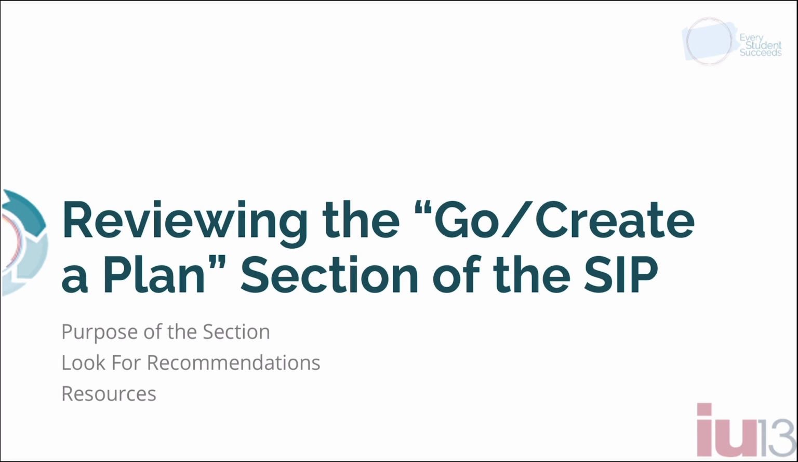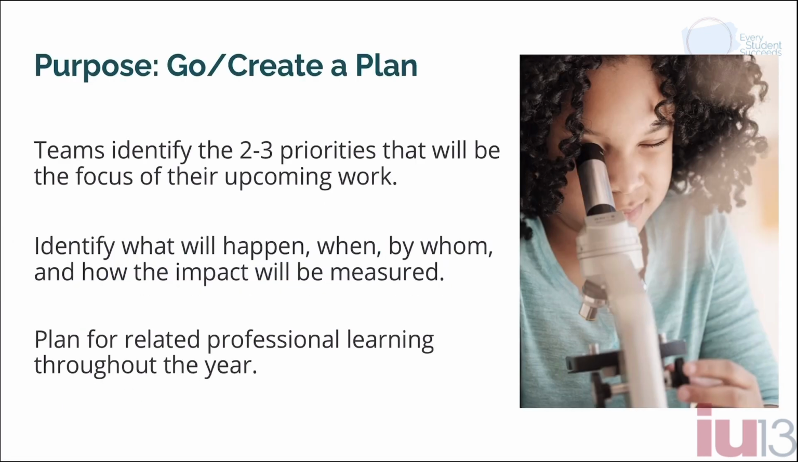Let's move on to the specifics of reviewing the Go or Create a Plan section of the school improvement plan. I'll provide a purpose, a few look-fors to ensure high quality, and I'll show you where to find additional resources. The action plan is the recipe for school improvement. The priorities are identified, steps list what will happen, when, by whom, along with the expected outcome. The plan also included the necessary resources and materials.